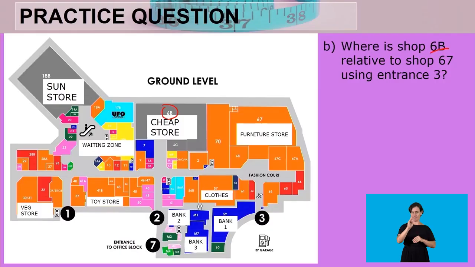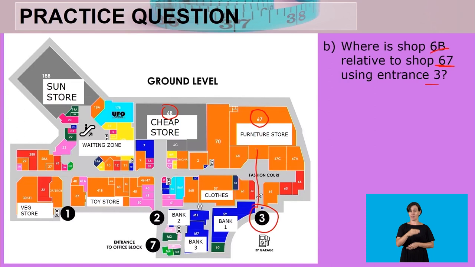Where is shop 6B relative to shop 67? Where is shop 67? Here is shop 67, using entrance number 3. Where is entrance number 3? Here is entrance number 3. So it means you are entering through entrance number 3.